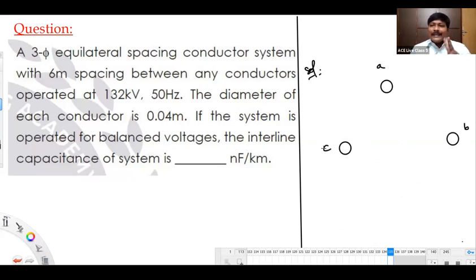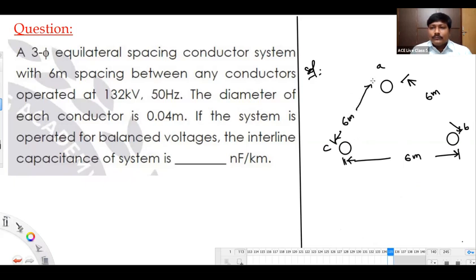Next, 6 meters spacing between the conductors means A to B, 6 meters. B to C also 6 meters, and C to A also 6 meters. Done. Next, diameter of each conductor is 0.04, in the sense radius of each wire is 0.02 meters. Very simple question it is. Conductors are operating for balanced voltage. That's well and good. The interline capacitance of the system is dash.